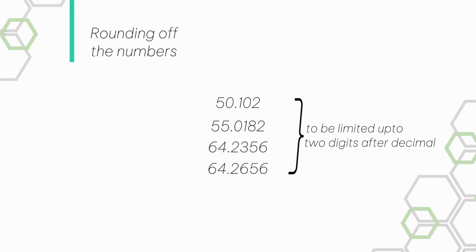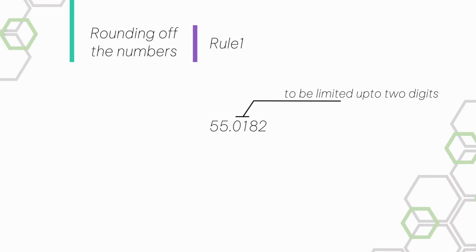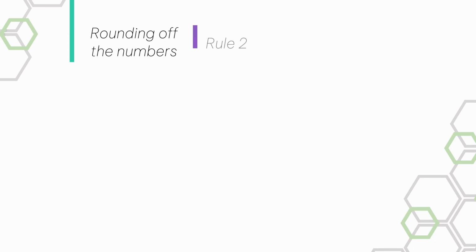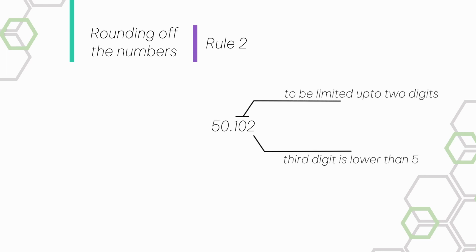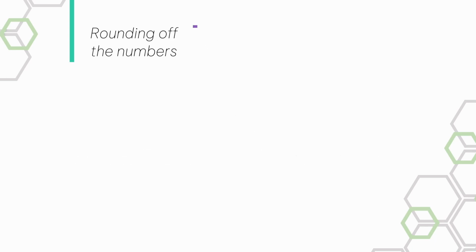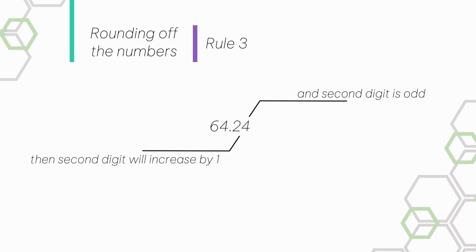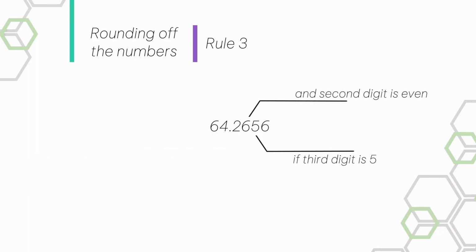And their rounding off is done on the basis of these 3 rules. First rule. Suppose we need only 2 digits after the decimal in this number, and if the digit after the second digit is greater than 5, then the value of the second digit will increase by 1. Second rule. If the value of the digits after the second digit is less than 5, then the second digit will not be affected, and we can remove these extra digits like this. Third rule. If the third digit is 5 and the second digit is an odd number, then the value of the second digit will increase by 1, and the value of the second digit will not change if the second digit is an even number.